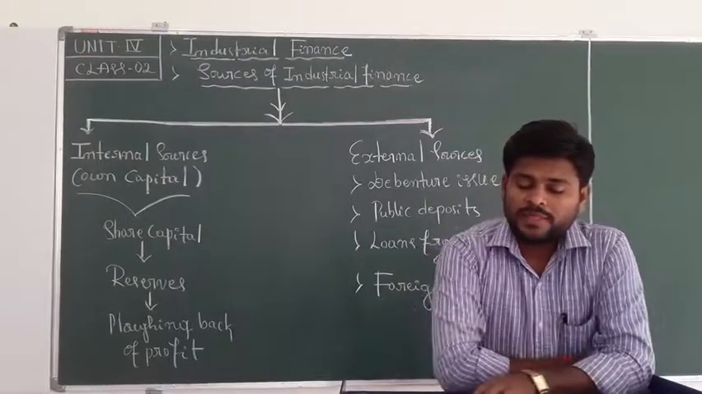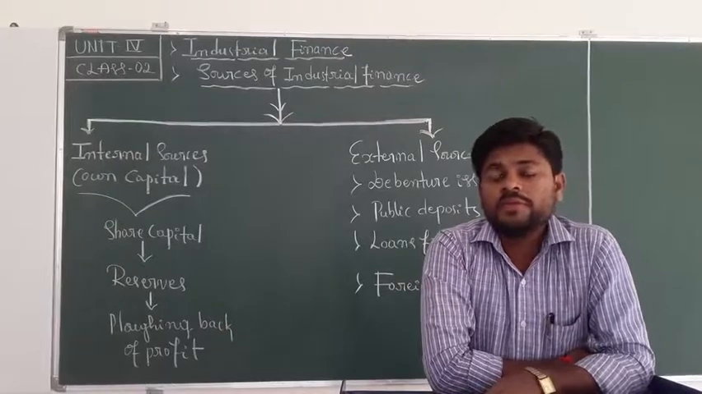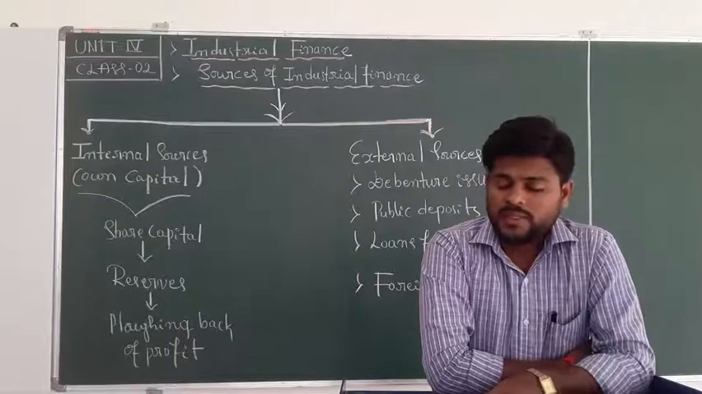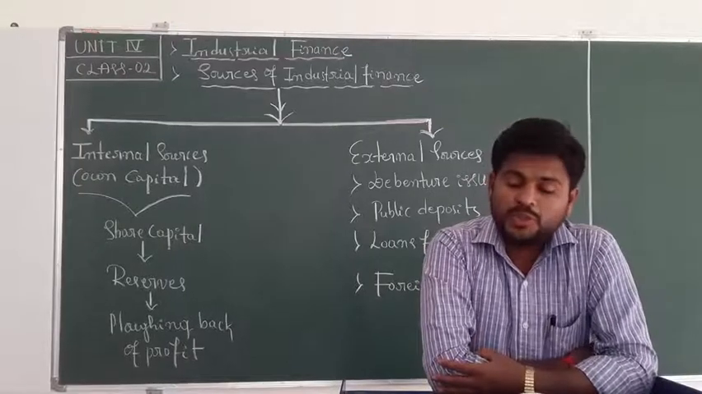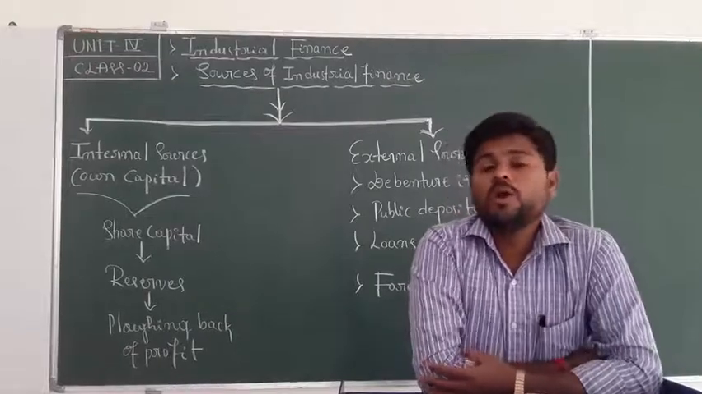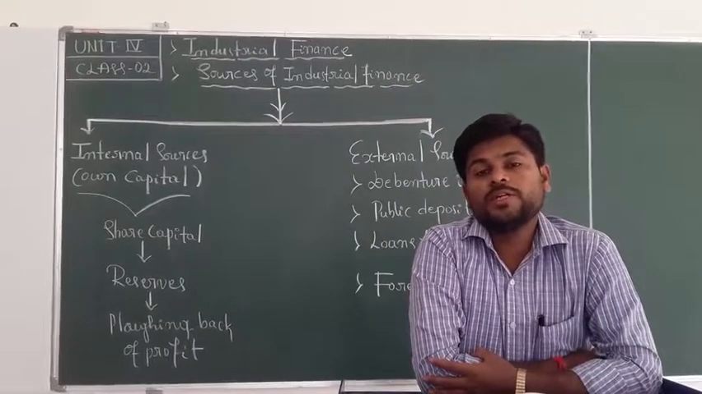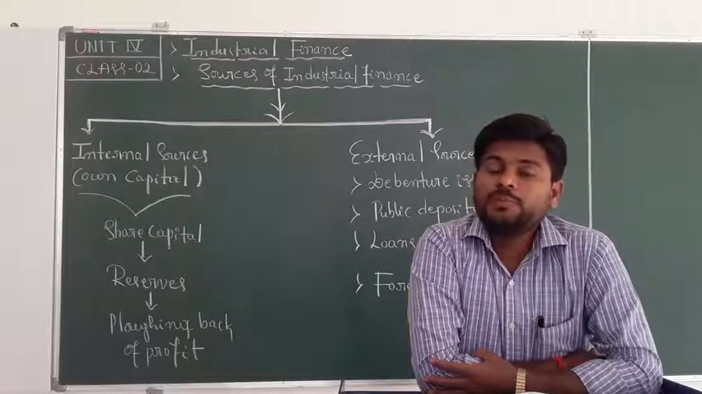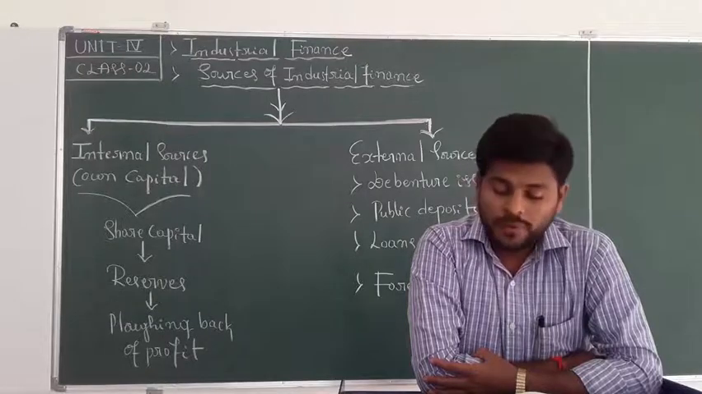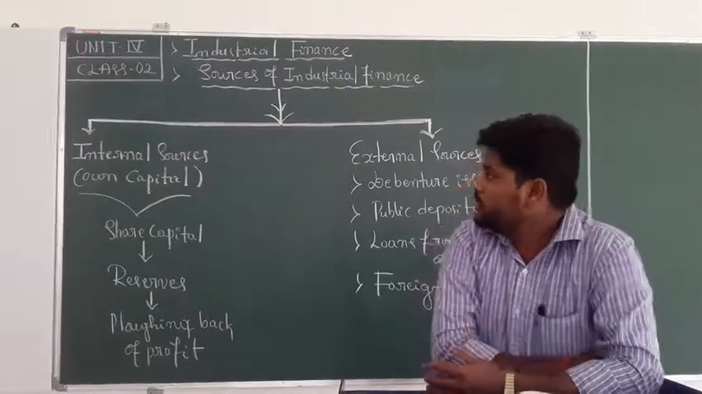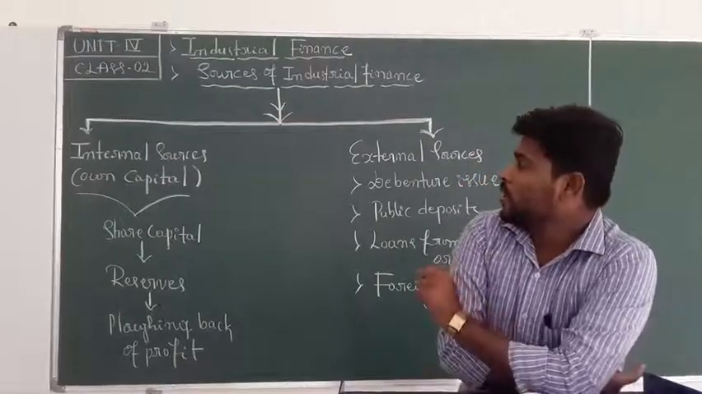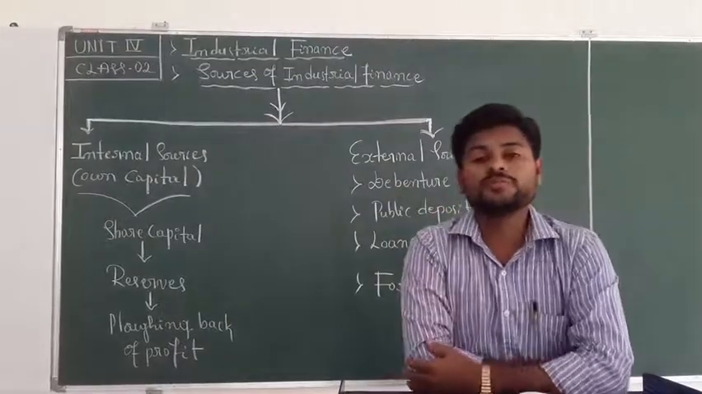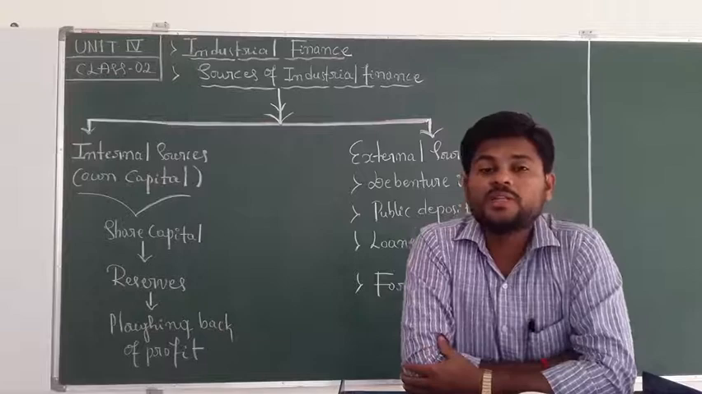See, industrial business units need finance from different sources. These sources are broadly classified into two categories. Commonly, all business units require finance from different sources. In India, mainly two categories of industrial finance are used: the first one is internal sources, or what we call own capital, and the next one is external sources. Two categories of industrial sources.